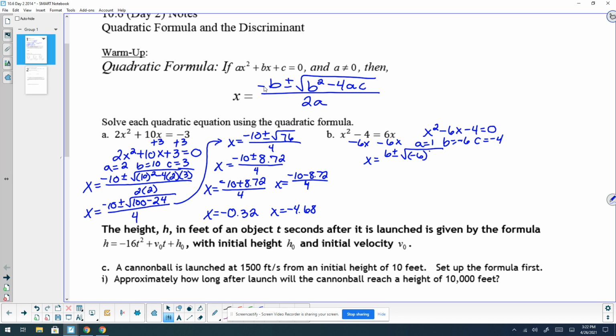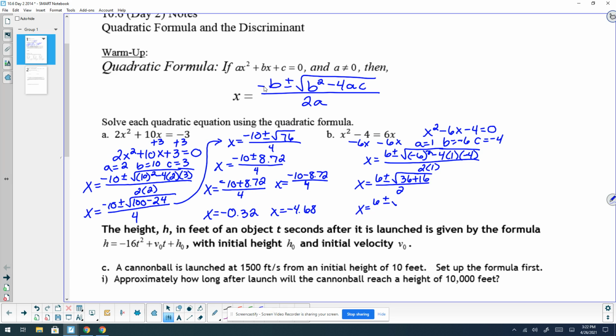Negative 6 squared minus 4 times 1 times negative 4 all over 2 times 1. We can simplify what's underneath the square root. So negative 6 squared is 36. Negative 4 times 1 times negative 4 would be positive 16. So I have 36 plus 16 over 2.